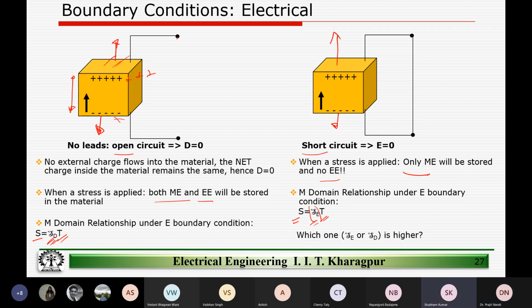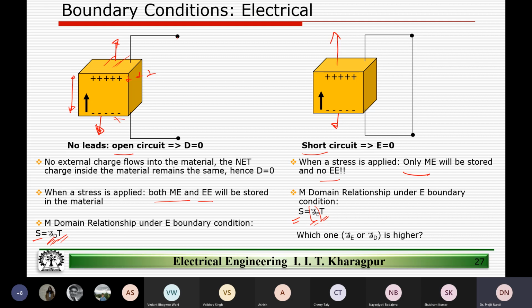If you look at the equations, specifically the actuator equation, then we can try to convert. We'll try to find this SD. That will be SE plus something in terms of electric.